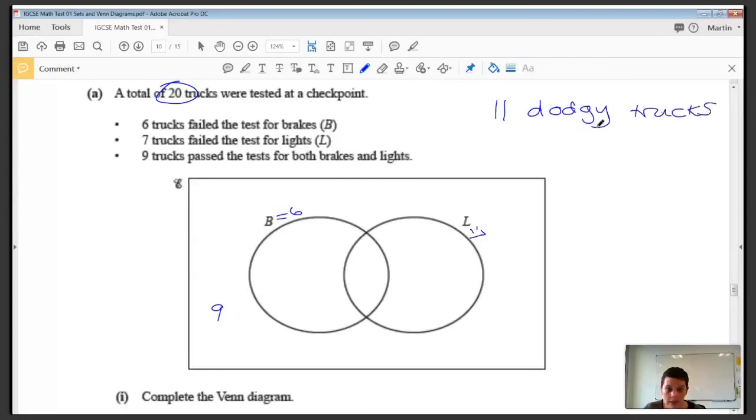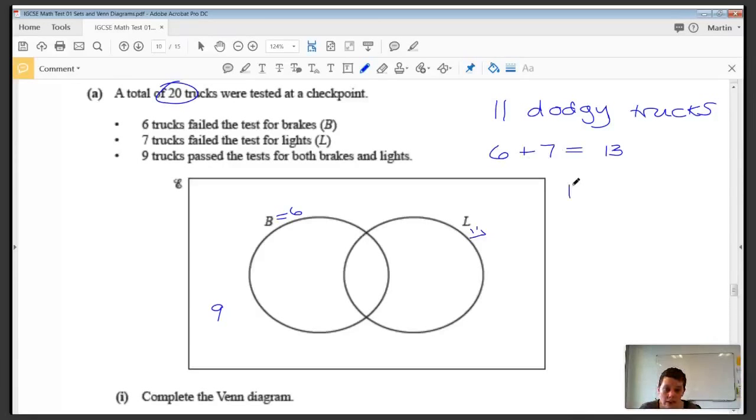Because 20 minus 9 gives us 11. But if we look here, we've got 6 who have failed brakes and 7 who have failed lights. That's more than 11. So how we do it is we say 6 plus 7, that's our 2 circles, that equals 13. Anyway, 6 plus 7 is definitely 13.